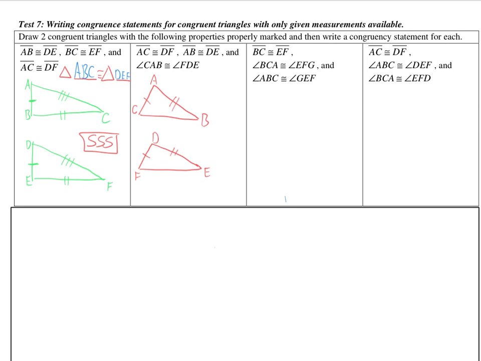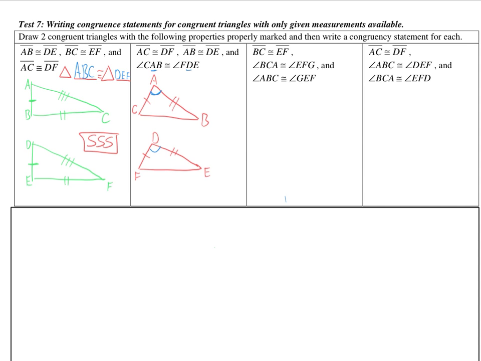Alrighty, so next, angle CAB is congruent to angle FDE. So watch carefully how I say this. CAB. That's this angle right there. And then I say FDE. Wouldn't that be that angle right here? Be very careful. Do you understand the middle letter is where the angle's at? The middle letter is where the angle's at, because it's saying FDE and CAB.